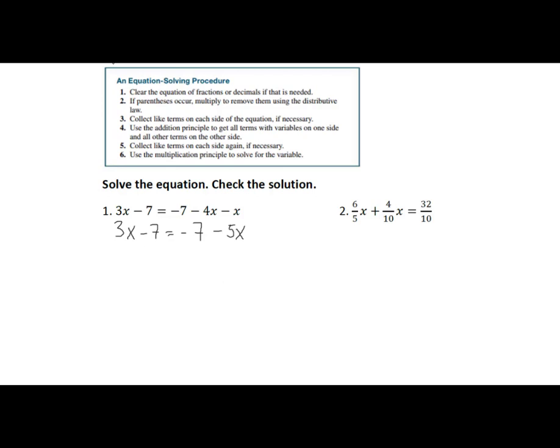So here, now I want to get my x's to one side. So I'm going to add 5x to both sides. Add 5x to both sides. And that gives me 8x minus 7 equals negative 7.